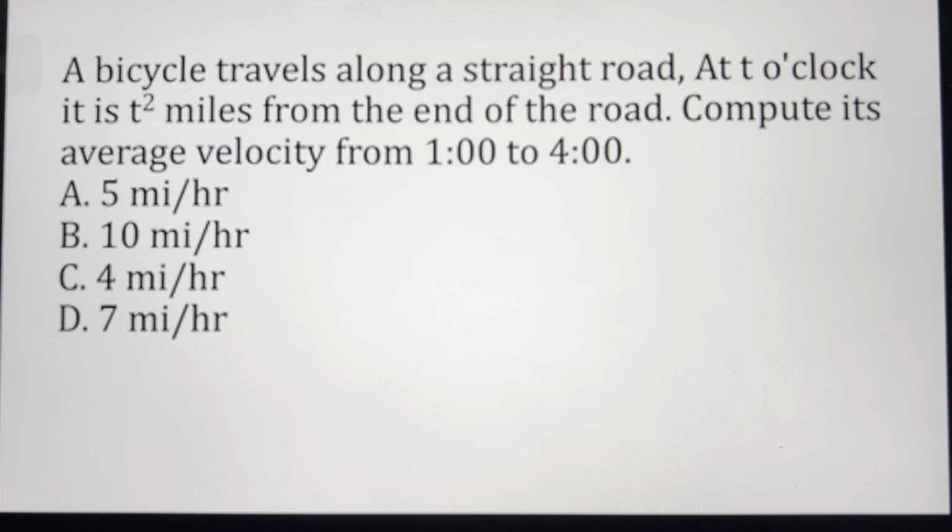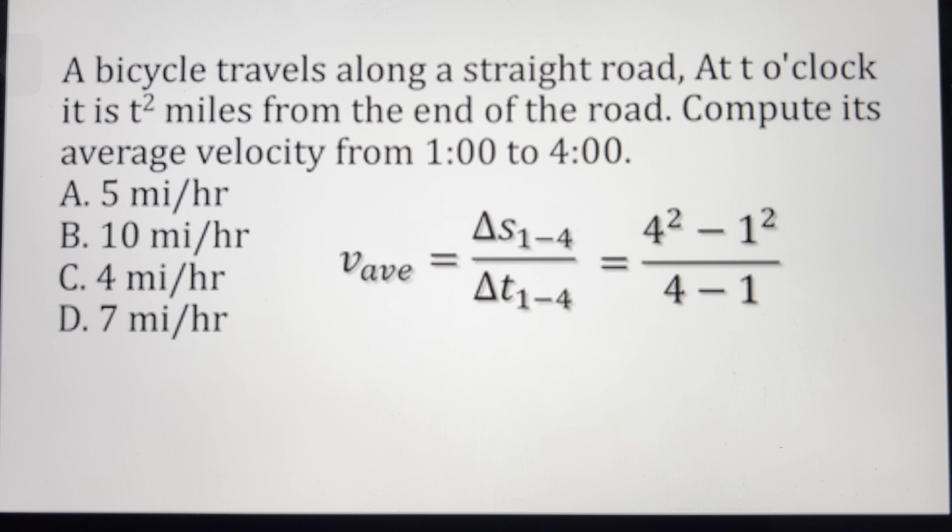A bicycle travels along a straight road. At t o'clock, it is t squared miles from the end of the road. Compute its average velocity. So average means it is the change of distance over the change in time from the 1 o'clock mark to the 4 o'clock mark. And s here, that's t squared. So that would be 4 squared minus 1 squared. And the change in time is 4 o'clock minus 1 o'clock. So the answer will be 5 miles per hour.